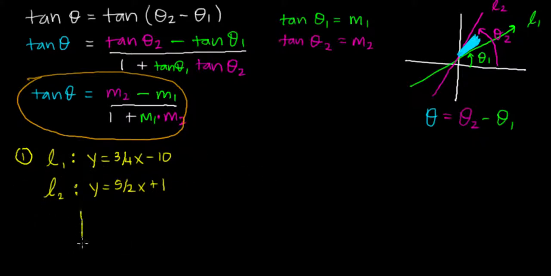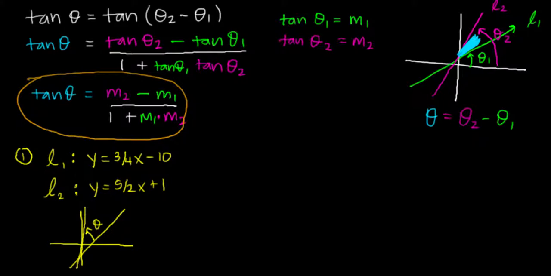Well, if you wanted to visually see what's going on here, you could take a graph and graph these two lines. So -10, up 3/4. Something kind of looks like that. And then you have another line, y equals 5/2 x, up 5/2. And what you end up getting is a line that kind of looks like that. And we're trying to figure out what is this angle. That's visually what's going on here.